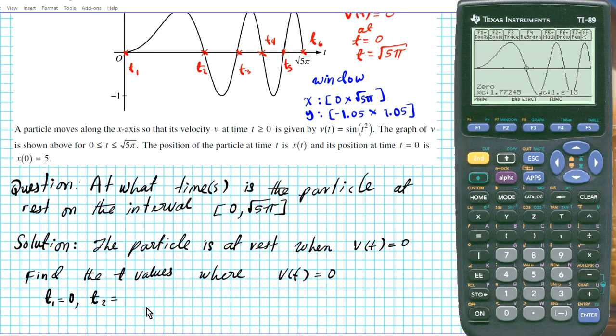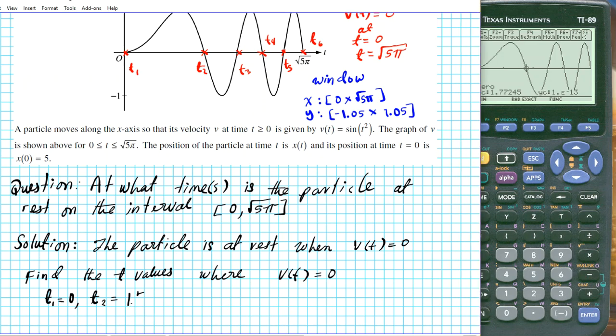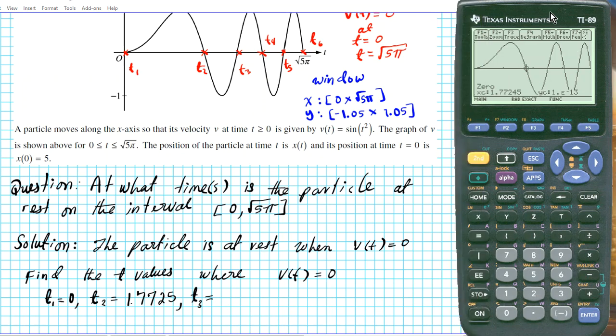So T2 is 1.7725. Okay. All right, now let's find the next one. So we have T2. We want to find the next x-intercept or 0, which is this one right here. Okay, so we're going to repeat the same procedure.